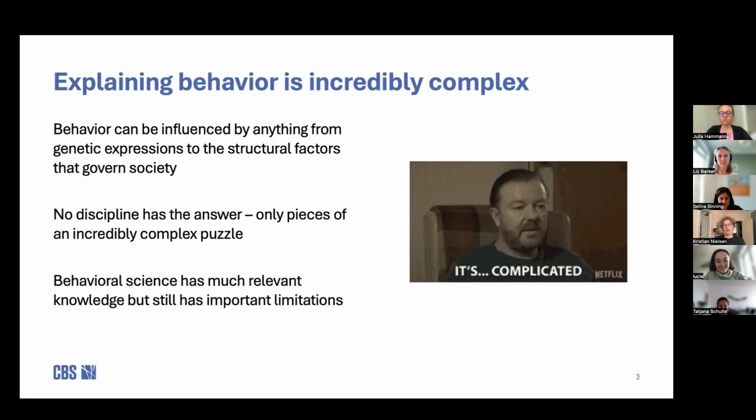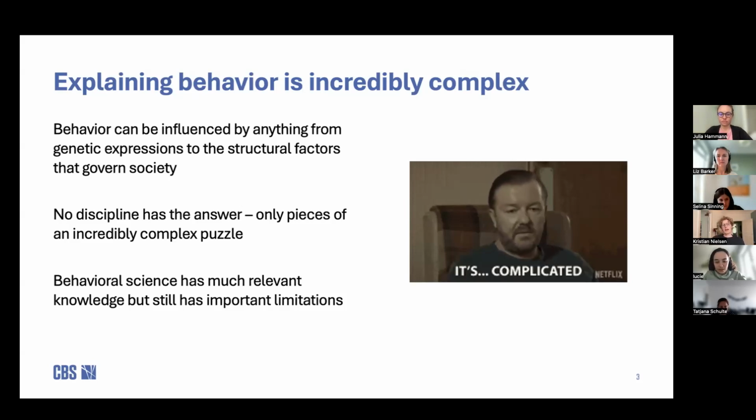This complexity also means that no discipline really has the answer. There are no easy solutions for understanding behavior, let alone changing it. We have different pieces of a puzzle, but this puzzle is very, very complicated. We need to not only acknowledge that, but also embrace it and be a little bit humble about what is actually possible.